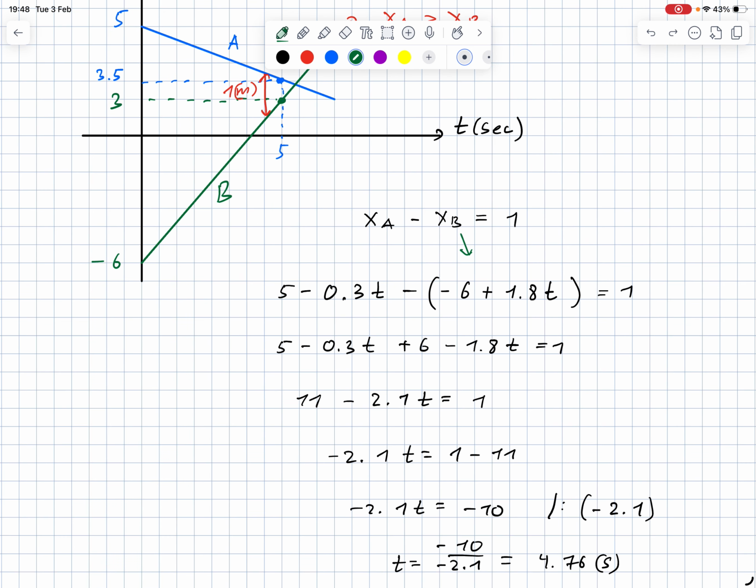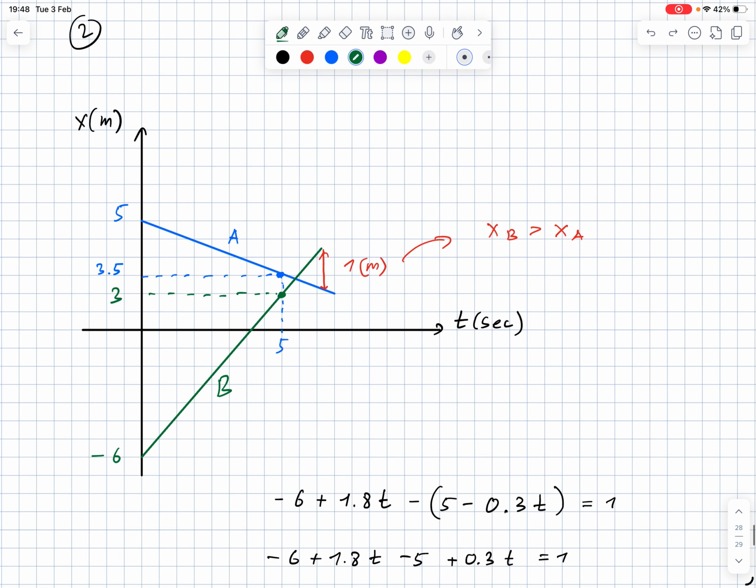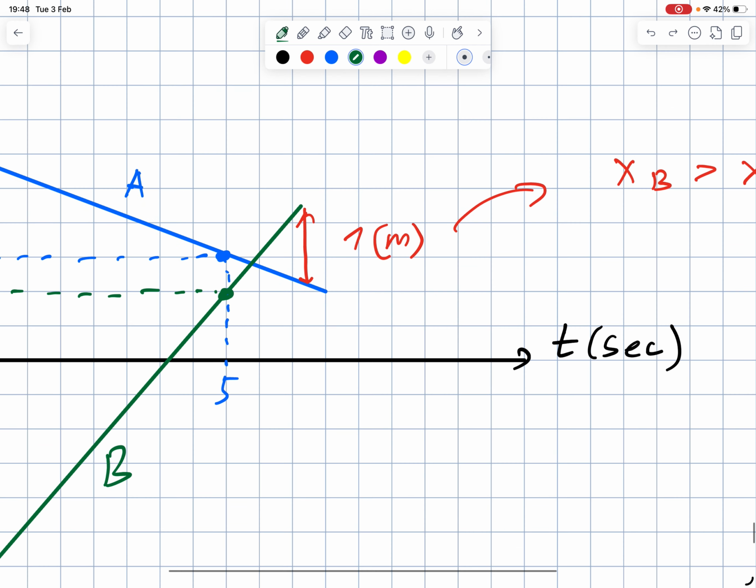Then a few simple mathematical steps, and we find that the first time when the distance between those two objects is 1 meter happens at a time of 4.76 seconds. Second case, after they pass each other. At this point, we see that xb is above xa. And this is the second time when the distance between those two objects is 1 meter.